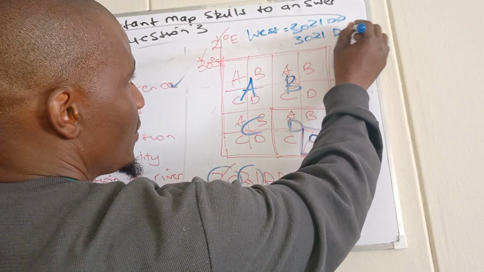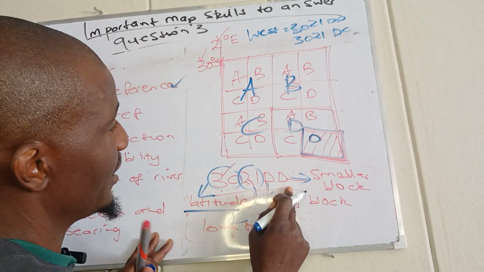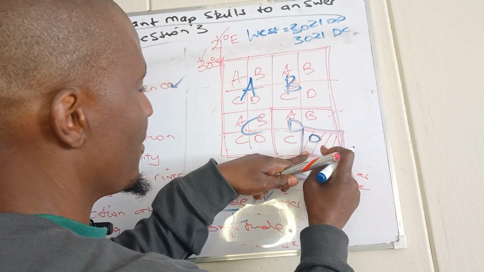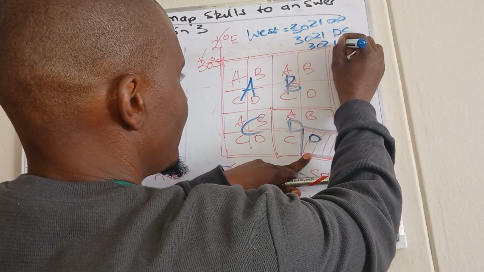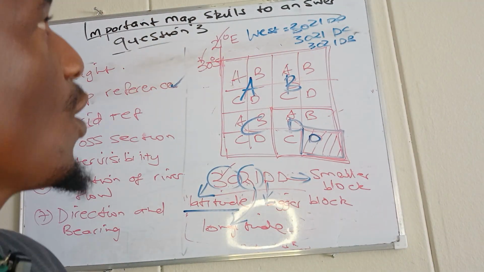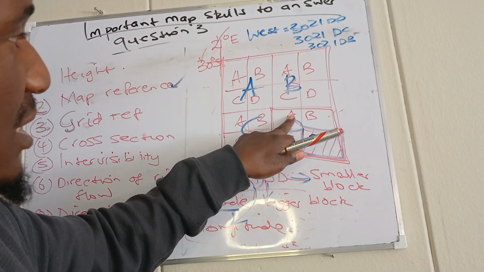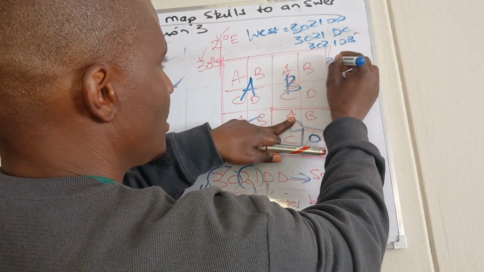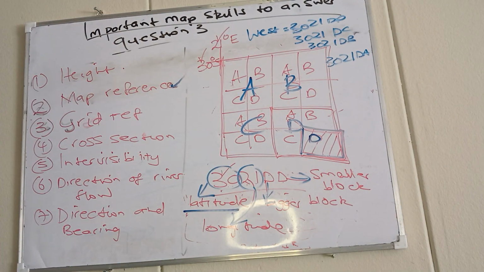3021 DC. If it says north of 3021 DD, you come where you've got your DDs here. Which map is north now? That is going to give you 3021 DB. If they say northwest of 3021 DD, northwest, which means it's here, which means you're going to have your 3021 DA. That's how it works. That's how you get your answer when it comes to map referencing.